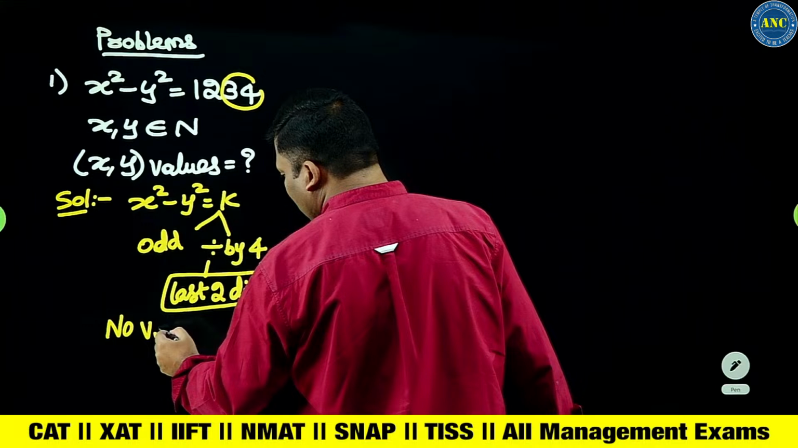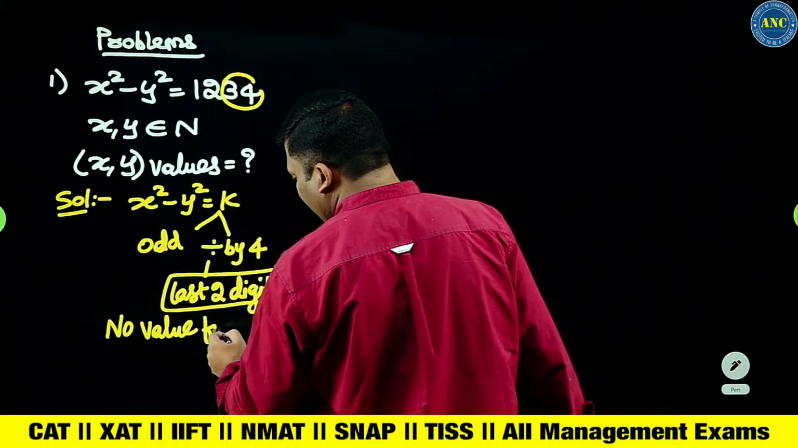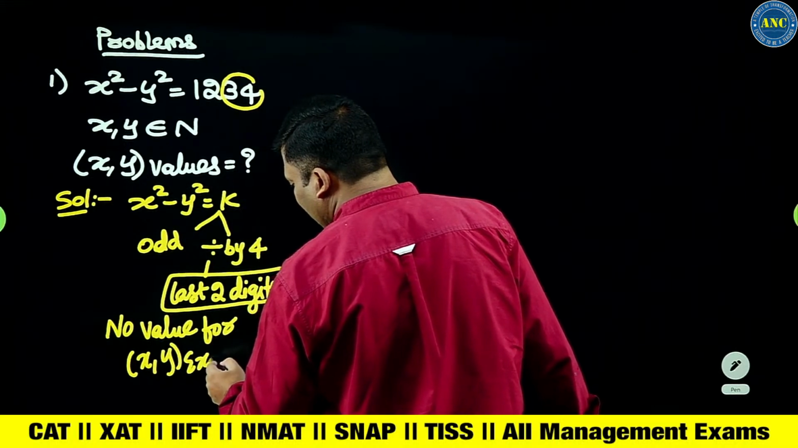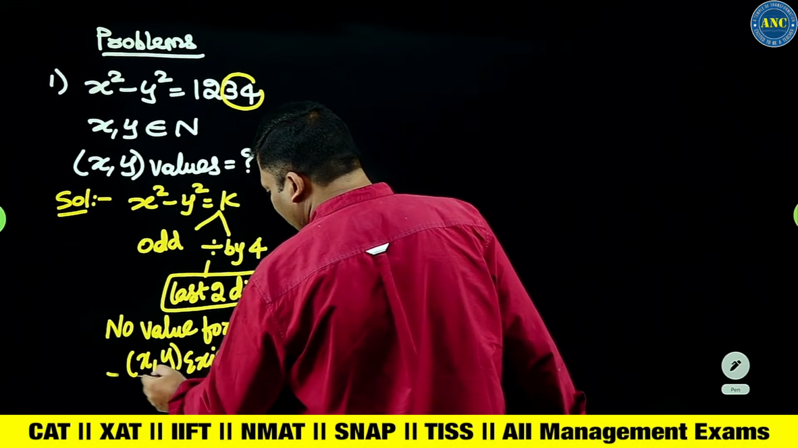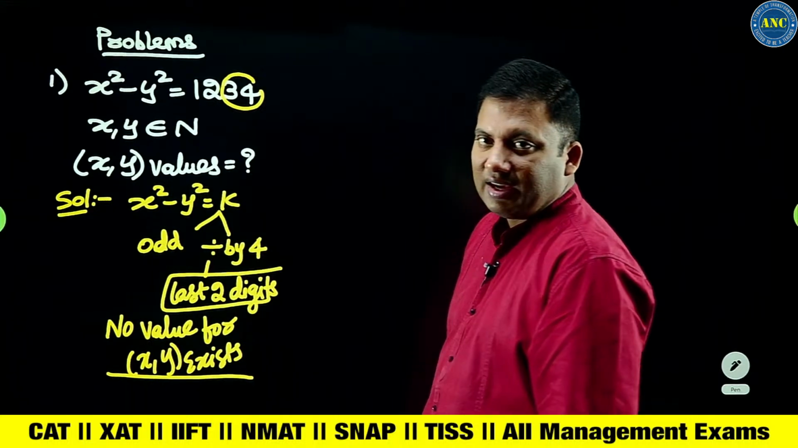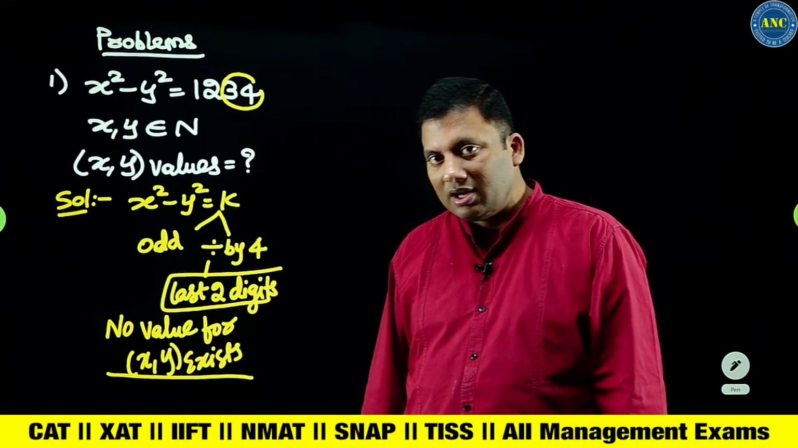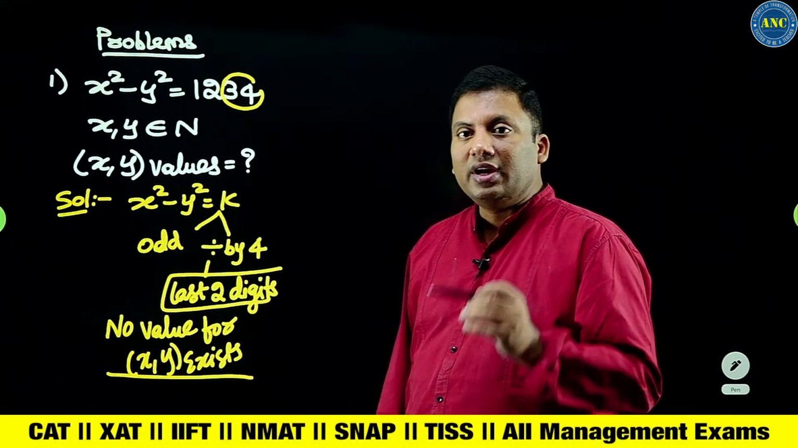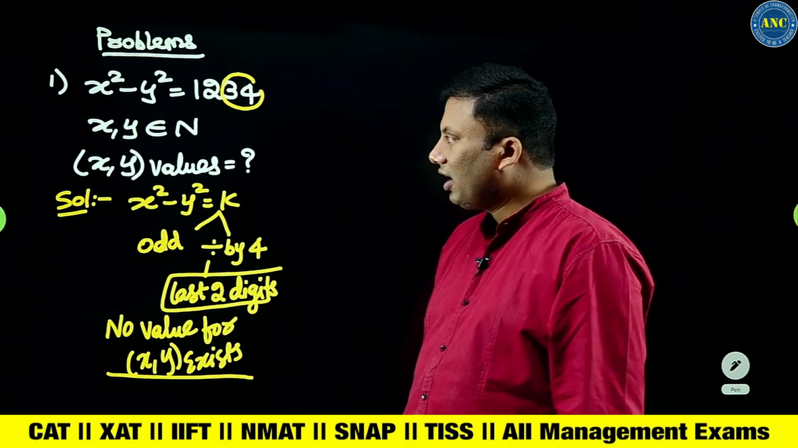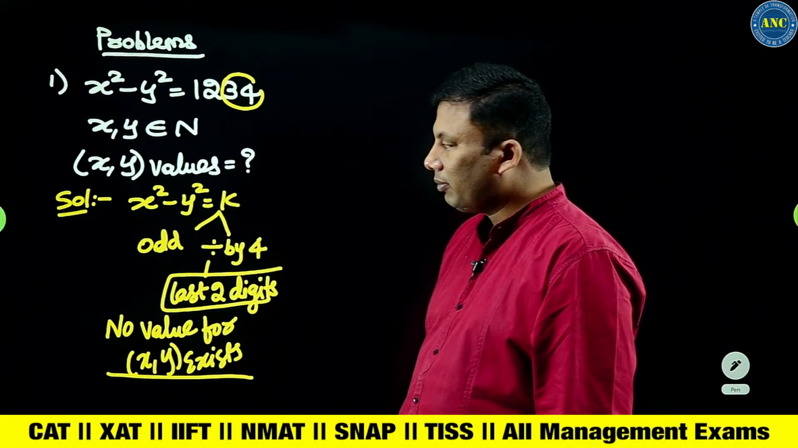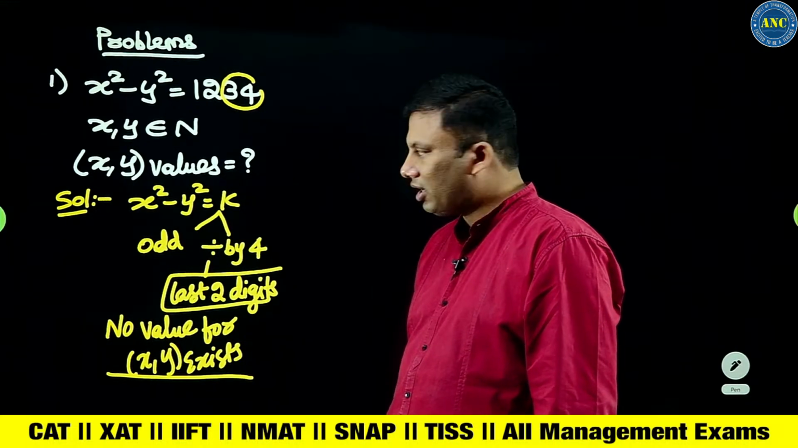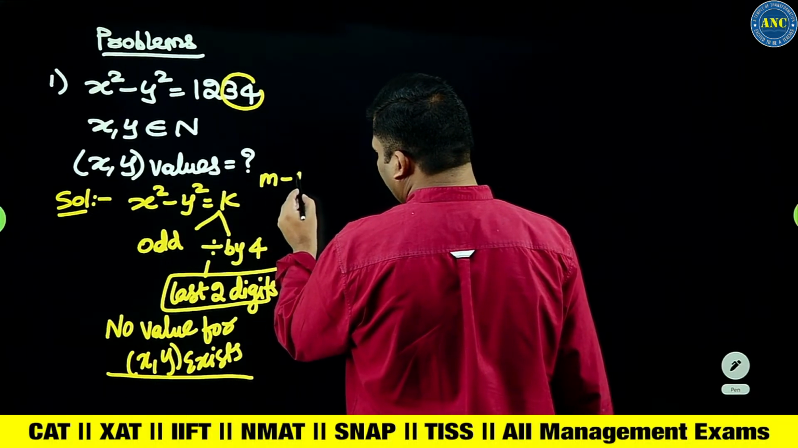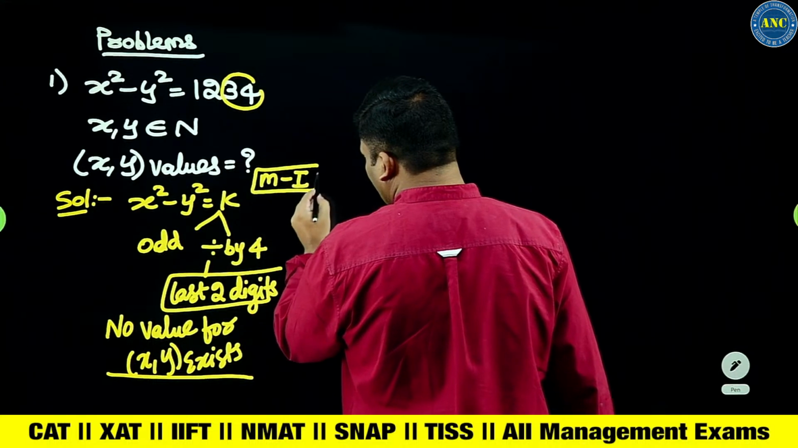So the answer for this question is no value for x comma y exists. The right hand side should be an odd number, or it should be divisible by 4. The divisibility rule of 4 is that the last 2 digits should be divisible by 4. 34 is not divisible by 4. This is Method 1. Idea clear?